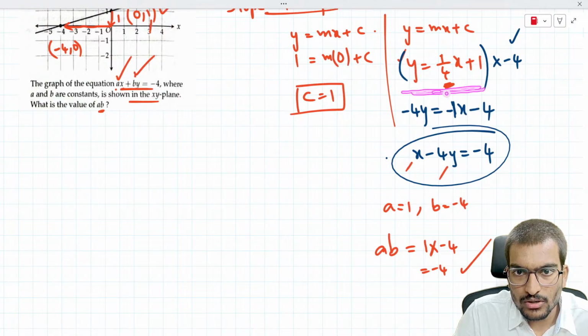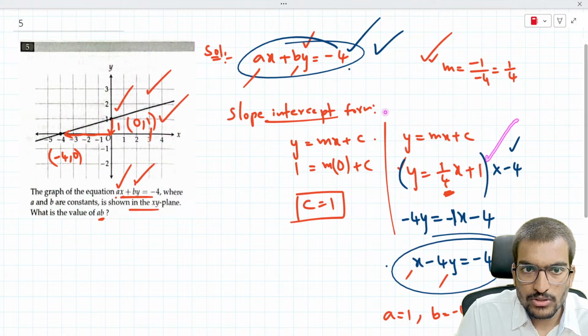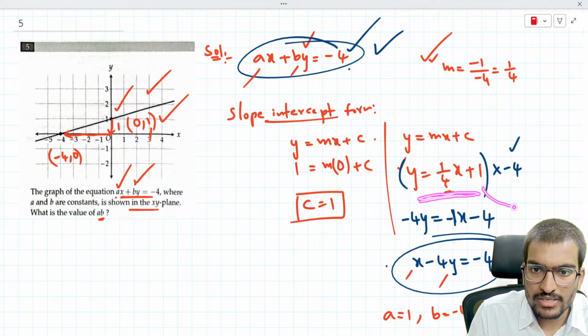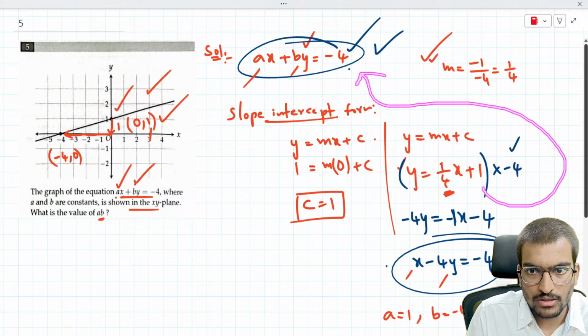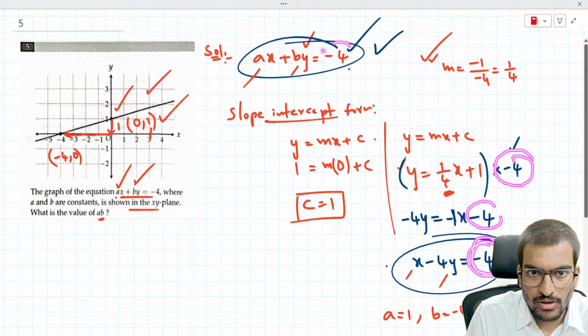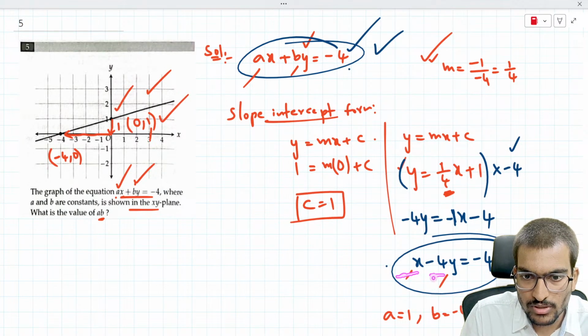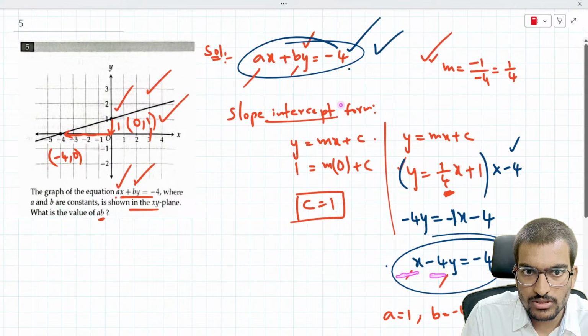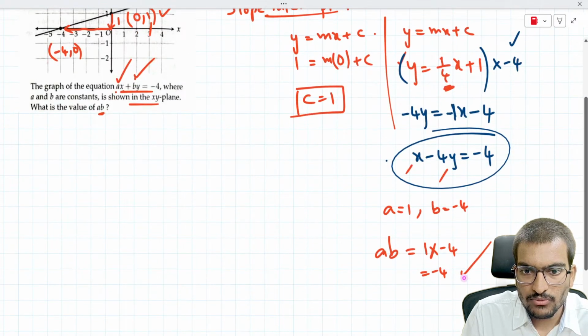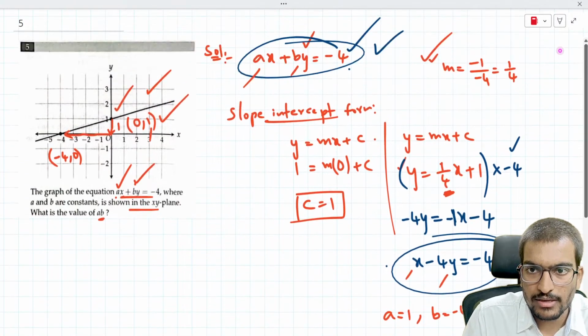Let me tell you, here I got this equation with the help of slope and the intercept. The equation I got must match the equation they have given. So I multiplied with negative 4 so that I would get the same constant value. Once I got that, I equated these a and b values with the given equation. After equating, I got the a and b values and multiplied them. I got it. ab is negative 4.